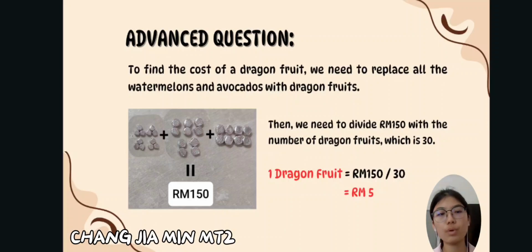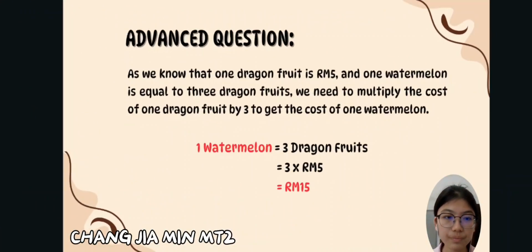So if you want to know the cost of a watermelon, we know that 1 watermelon is equal to 3 dragon fruits. So 1 dragon fruit is equal to 5 ringgit. So 3 dragon fruits is equal to 15 ringgit. So 1 watermelon is equal to 15 ringgit.